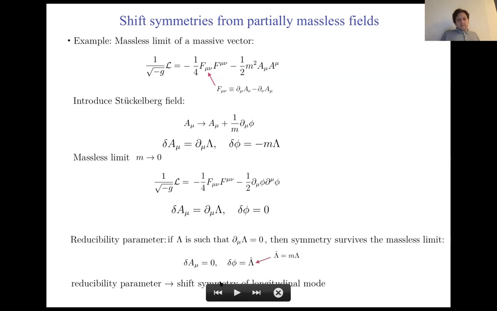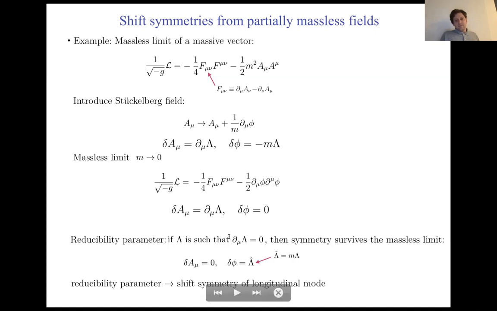Okay, so this takes us to the reducibility parameter. A reducibility parameter is a value of the gauge parameter lambda such that the gauge transformation vanishes. So we're looking for lambda such that d mu of lambda is equal to 0.